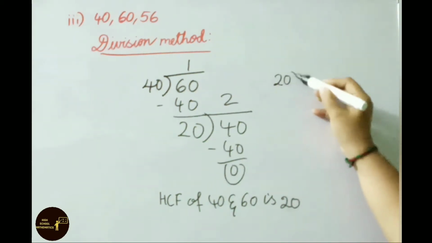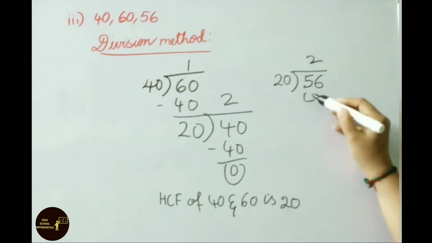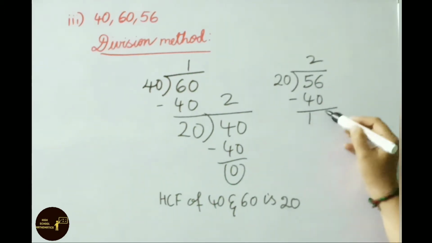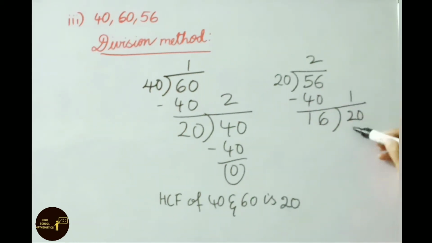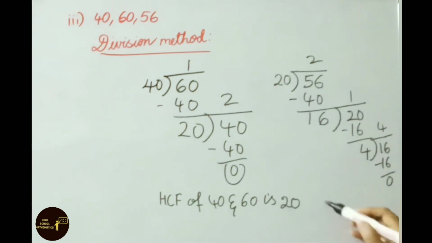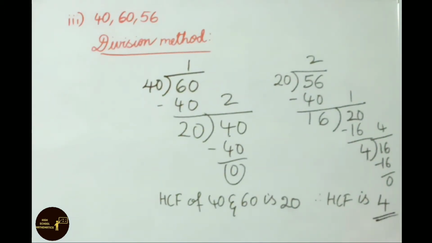Now with this 20 we shall divide the third number, 56. 20 2s are 40. If you subtract we get 16. Now with the 16 divide 20. 16 ones are 16. If we subtract 20 and 16 we get 4. Now with this 4 divide this 16 again. 4 4s are 16. Now we get a remainder 0. Therefore HCF of 40, 60 and 56 is 4.